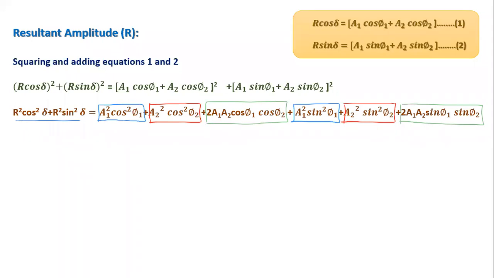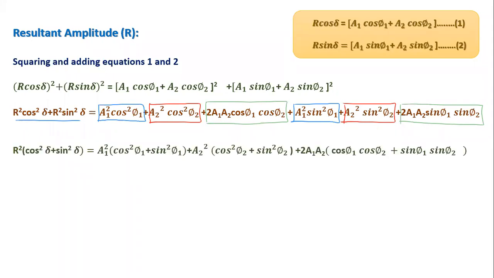Now let me write the equation after taking these commons. So here we get this term. Then after taking a1 square common from these two we get this. After taking a2 square common we get this. After taking twice a1 a2 common we get this equation.